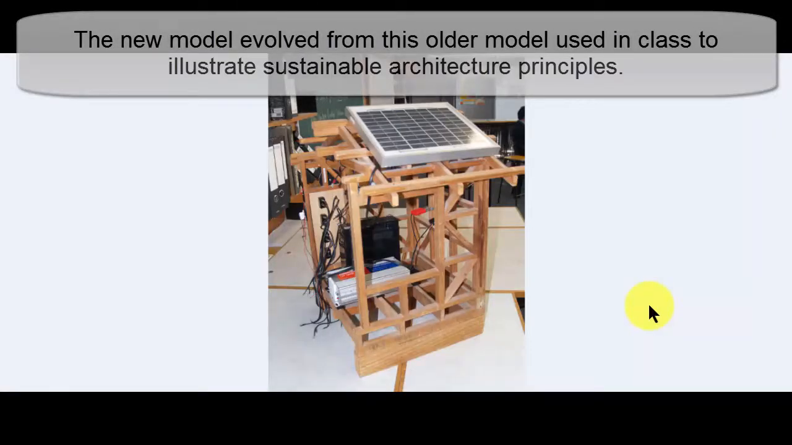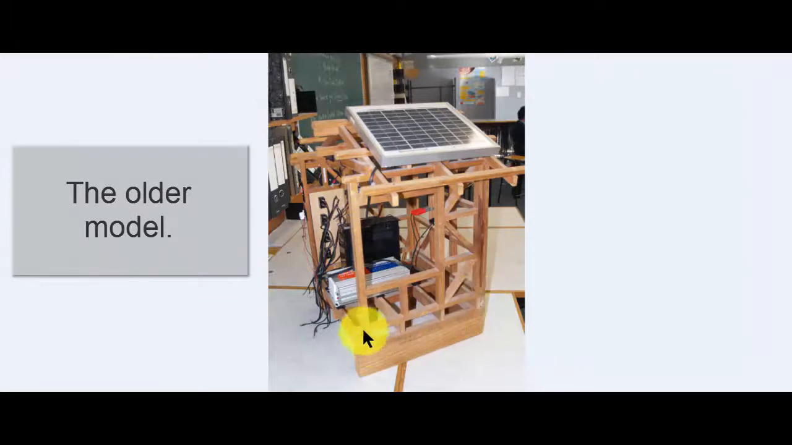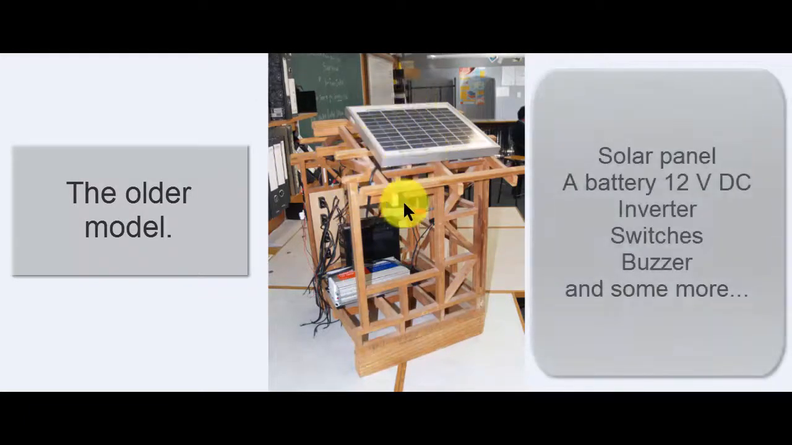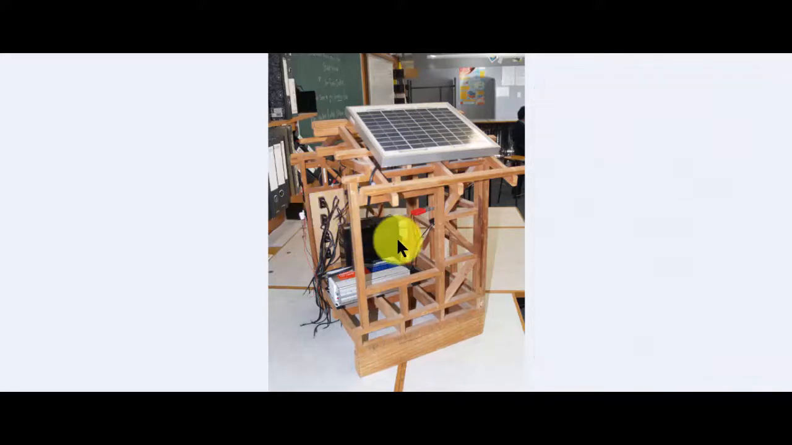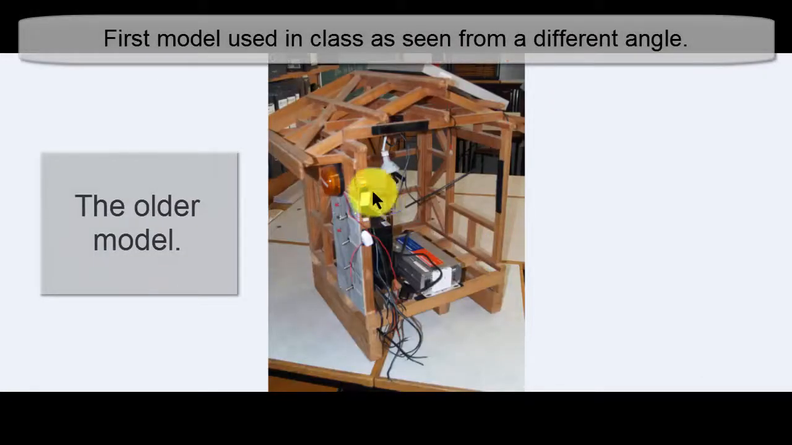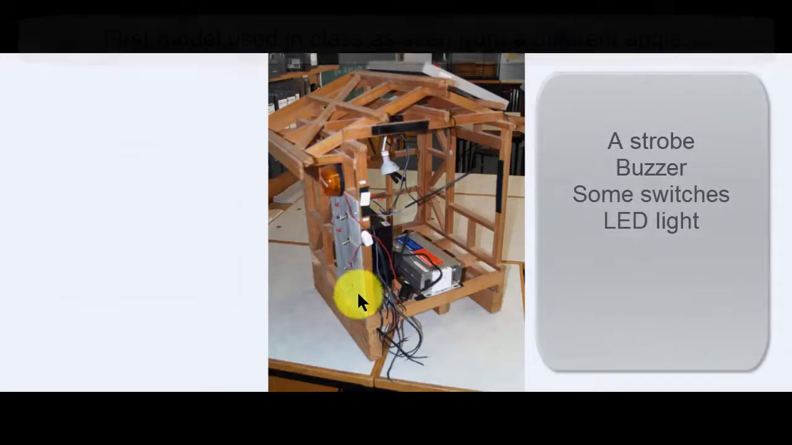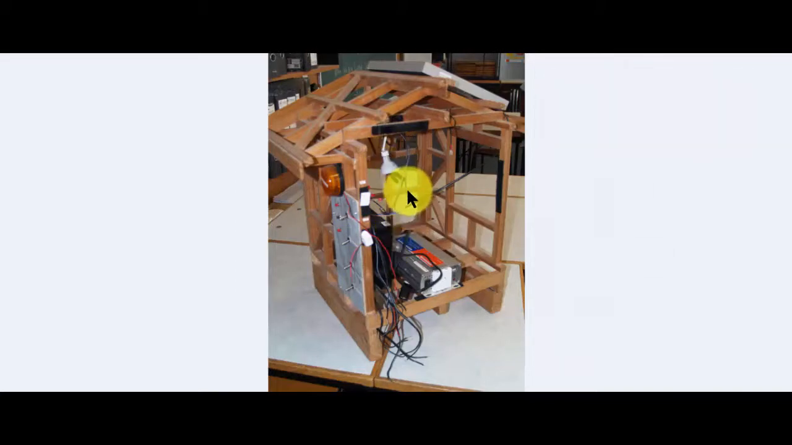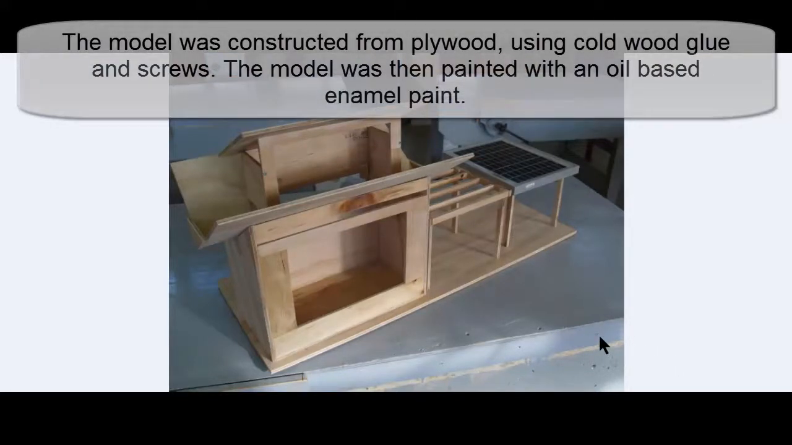The new model evolved from this older model, and you can just see it's a simple timber structure with a pitch roof right there, some walls made out of timber, a solar panel, a battery inverter, some switches, a buzzer, and some more. A different angle of the old model. Additionally, you can see a strobe, the buzzer, some switches to do tests with, and an LED light. The next couple of images show the construction of the new model to illustrate sustainable architecture.